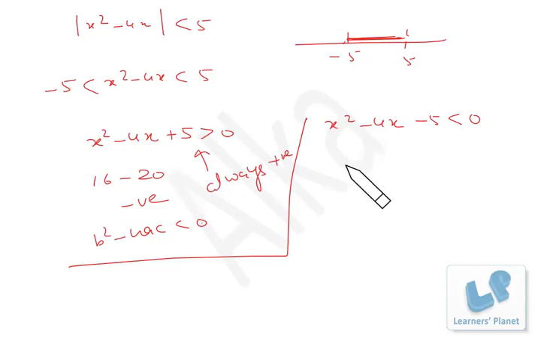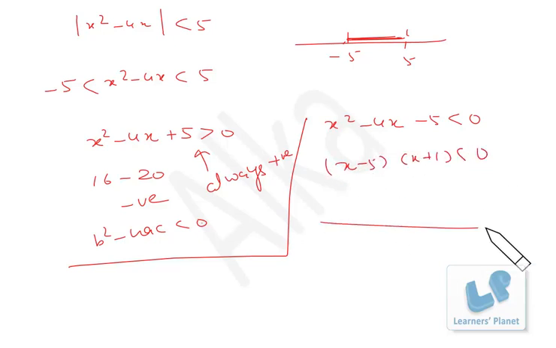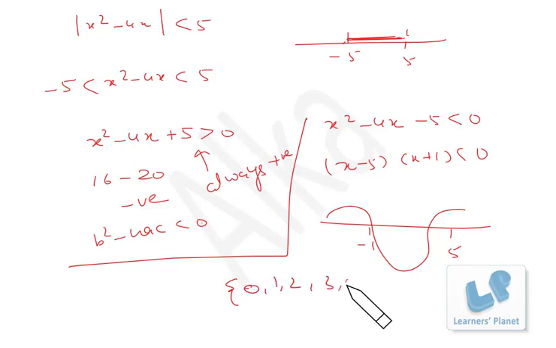Okay. Now let's check this. So let's factorize this. This is x minus 5, x plus 1, and that should be less than 0. So here minus 1 to 5. So now if we are looking at the integral values, so they should be between minus 1 to 5. So it is 0, 1, 2, 3 and 4. Right? Neither minus 1 nor 5 can be included. So we have 5 integral values of x for which modulus of x square minus 4x will be less than 5. Okay, we have 5 integral values, or x can take 5 integral values for which modulus of x square minus 4x will be less than 5.